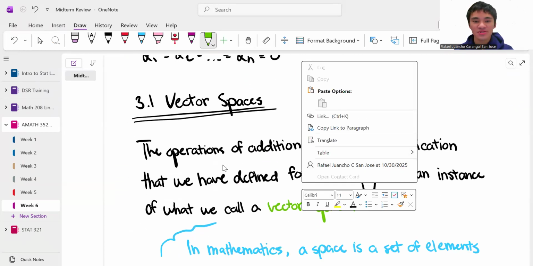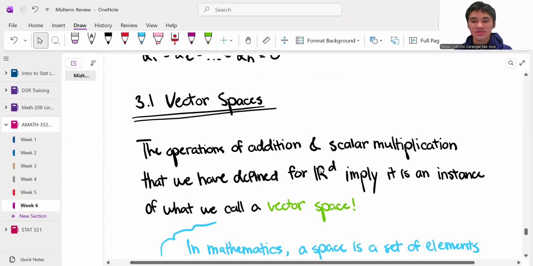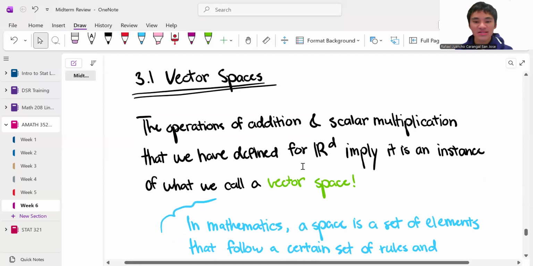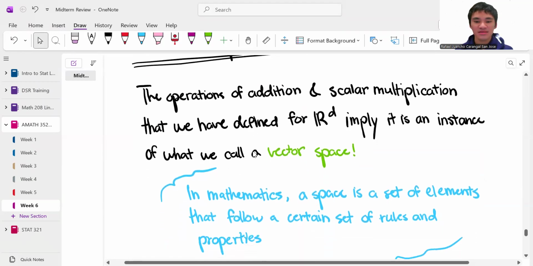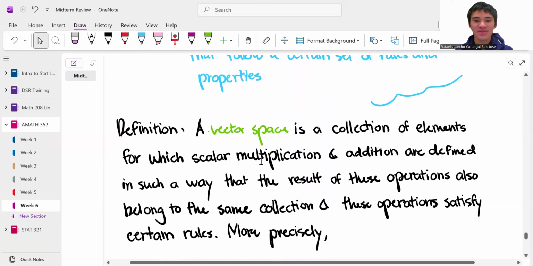Okay, moving on to vector spaces. The operations of addition and scalar multiplication that we have defined for d dimensions imply an instance of what we call a vector space. In mathematics, a space is a set of elements that follow a certain set of rules and properties. This is very, very abstract, so we're going to go through this bit by bit.